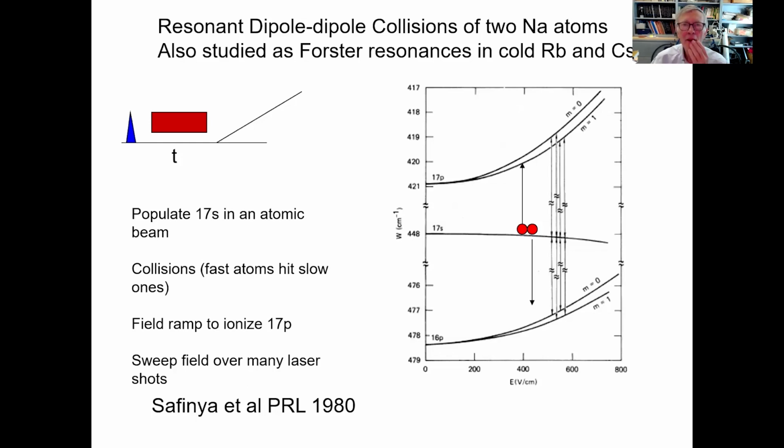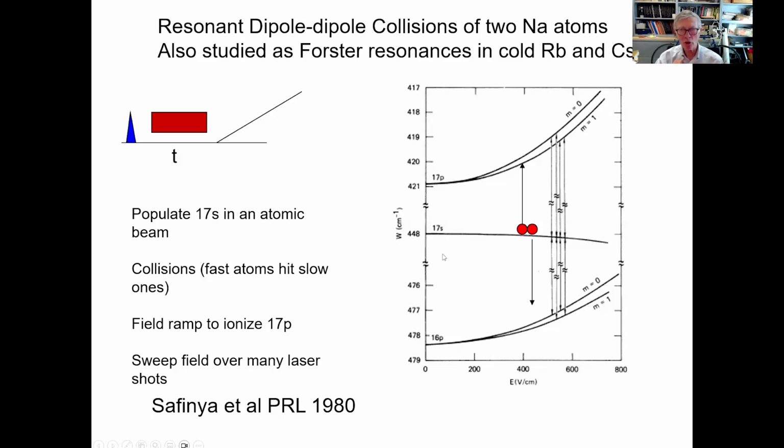On the other hand, you can have collisions between Rydberg atoms, and they can have problems. And so I would like to show you some experimental data of collisions of two sodium atoms that are at thermal energies. And this process is also studied in cold atoms, and they're often called Förster resonances there. But in this particular case, sodium atoms in a beam were excited to populate the 17S state.